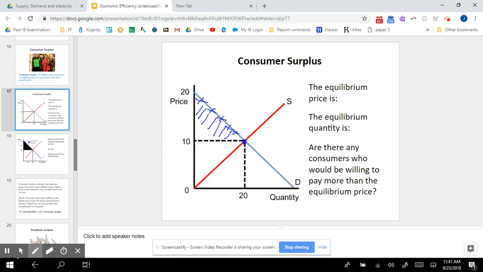So what is the equilibrium price? It is $10. And the equilibrium quantity is 20 units. And so are there consumers who would be willing and able to pay more than the equilibrium price? Yes, all of those X's that I was showing earlier on.